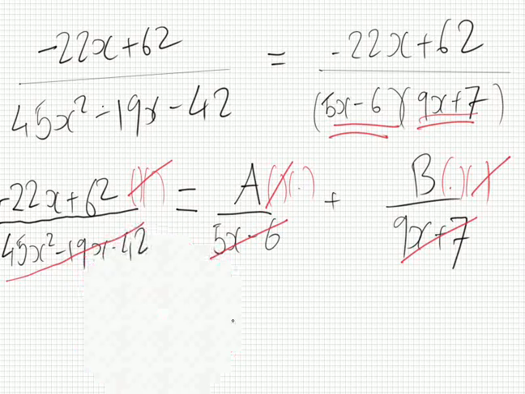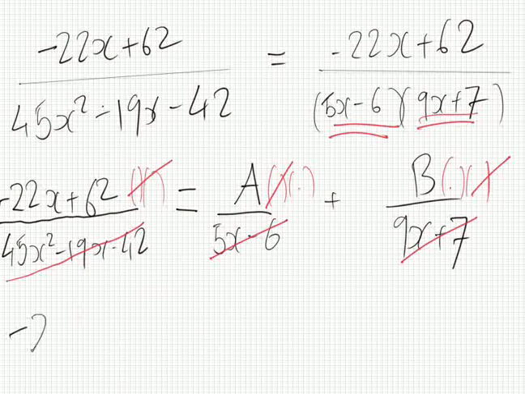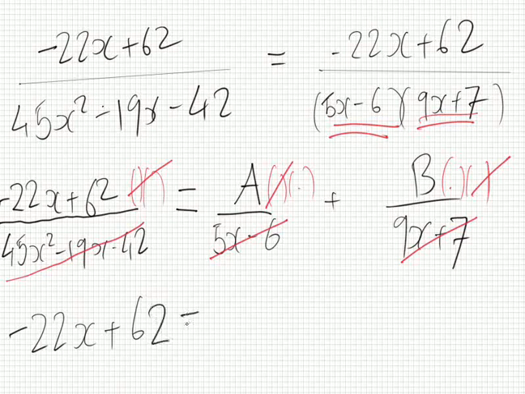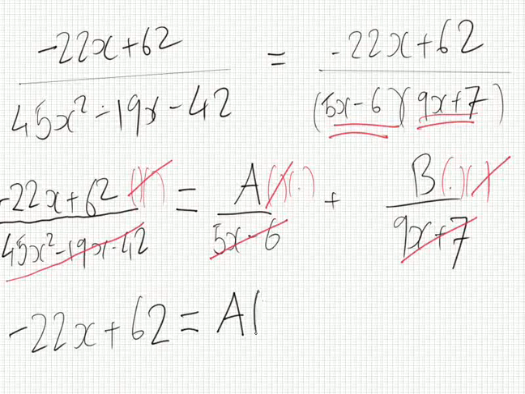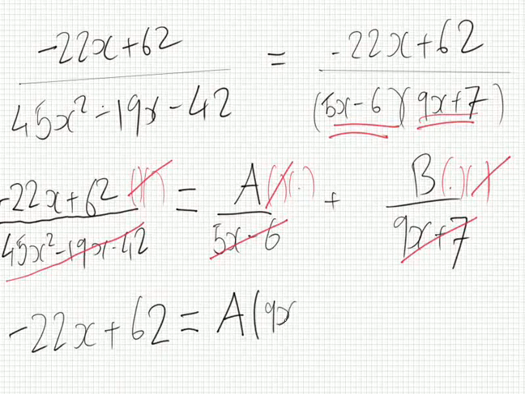What's wrong, Andy? Why don't we just keep this part? Why don't we keep what part? I mean, why don't we just keep this? Can I just skip this and just get minus 22x plus 62? Short answer, no. I want to see this step.